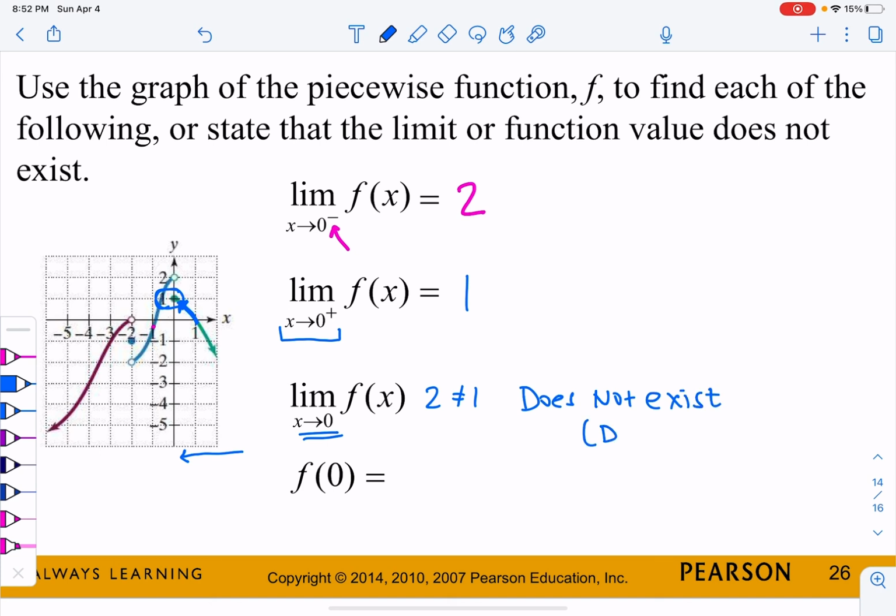If you want to put a DNE, that's fine. Does not exist. They are not the same value. There is no limit. It does not exist. And then the last piece wants to know, if you were to just have the value of the function at 0, where is it colored in? It's colored in at 1.